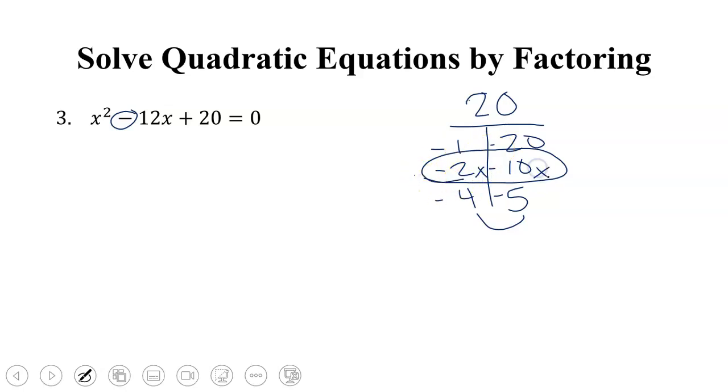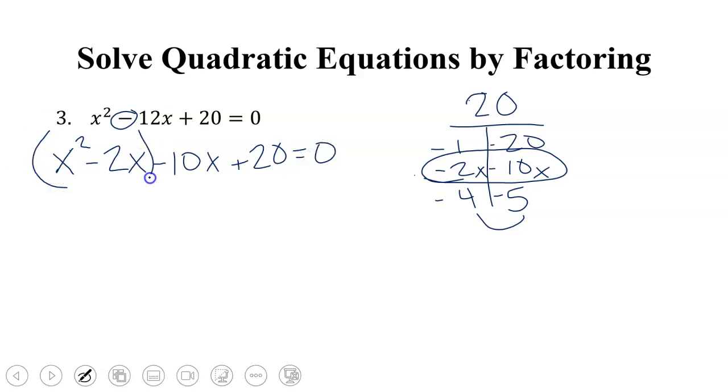Put your X behind those two numbers because we're going to take those two numbers and instead of negative 12, we're going to write our two new numbers in the middle for grouping. So x squared minus 2x minus 10x plus 20. So group the first two, group the second two.